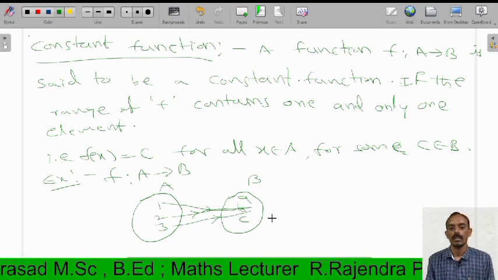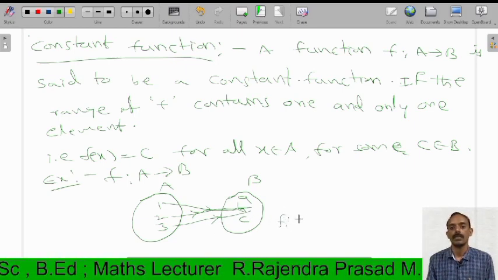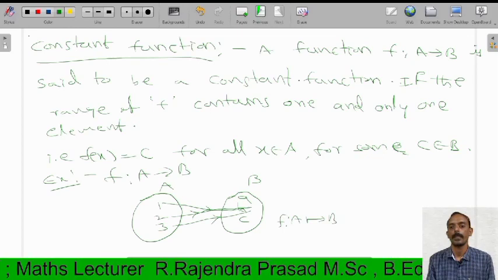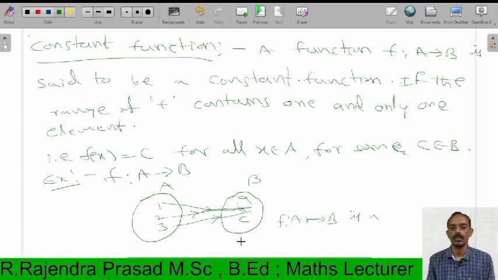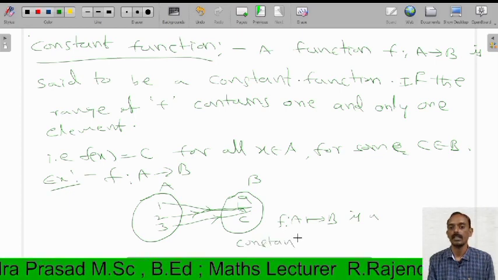Therefore, f from A to B is a constant function.